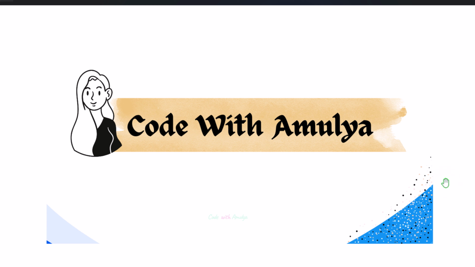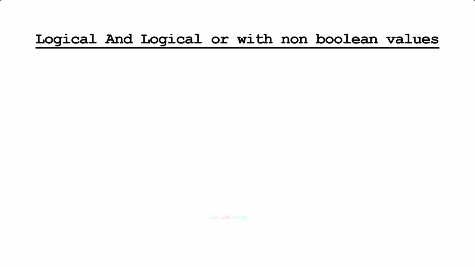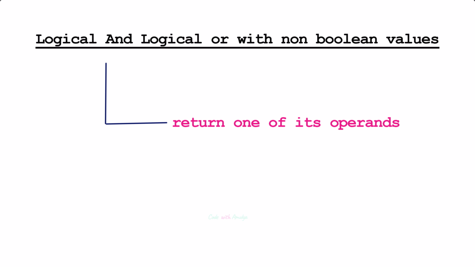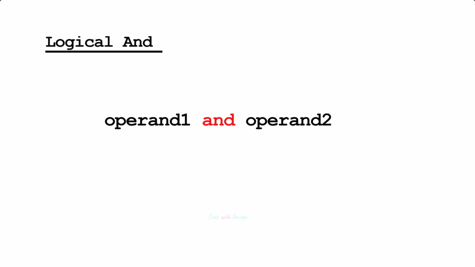In this tutorial, let's talk about how to use the logical AND and logical OR operators with non-Boolean values. When we use the logical AND and logical OR operators with non-Boolean values, they return one of the operands rather than strictly True or False. When we use the logical AND operator with non-Boolean values, if operand 1 is falsy, then return operand 1, otherwise return operand 2.